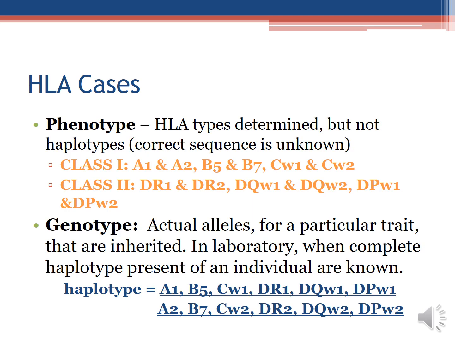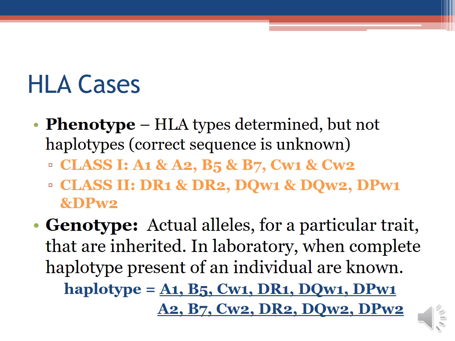When we have our phenotypes presented, we know what types of HLAs there are, but not the haplotypes. So we don't know the correct sequence. For instance, in our class I, we know we have A1, A2, B5, B7, CW1, and CW2, but we don't know which ones go with which, right? In our class II, we could have DR1, DR2, and so on and so forth.